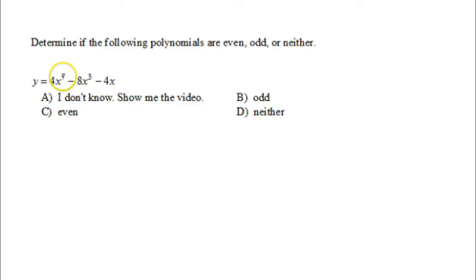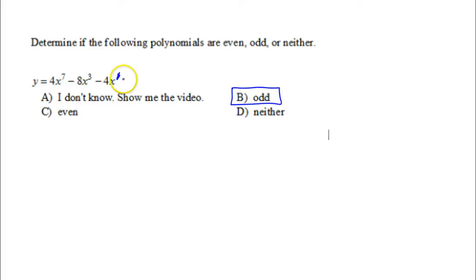So obviously 7 is odd and 3 is odd. When you just have x, is the exponent a 1 or is it a 0? Hopefully you said 1. Alright, and 1 is odd. So all three of these are odd, so we know the answer is going to be B.